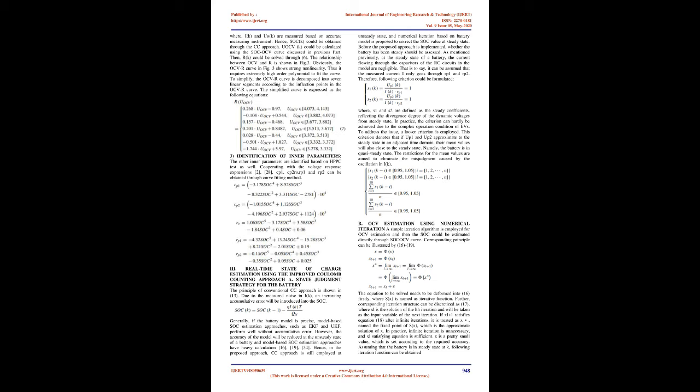After the dynamic voltage enters steady state, the following equation holds, where I(k) and UO(k) are measured based on accurate measuring instruments. Hence, SOC(k) could be obtained through the CC approach. UOCV(k) could be calculated using the SOC-OCV curve discussed in the previous part. Then, R(k) could be solved through (6).